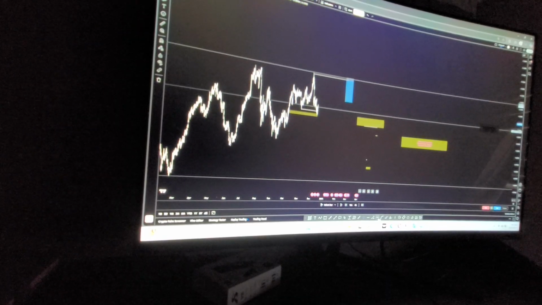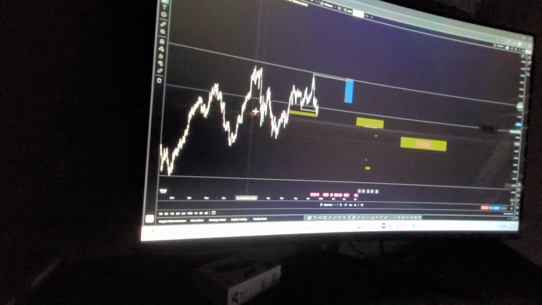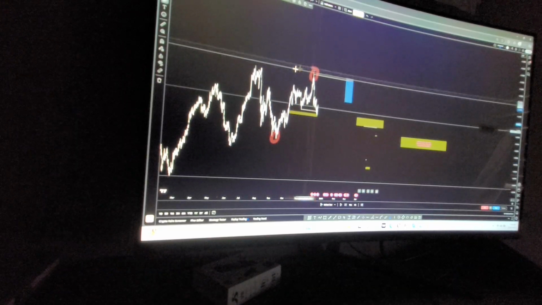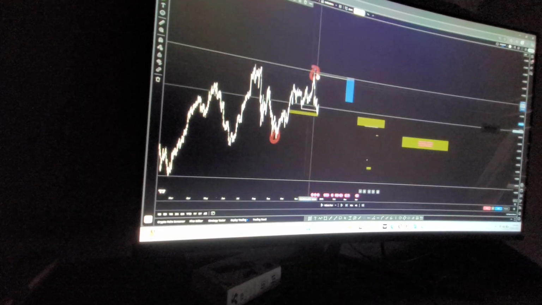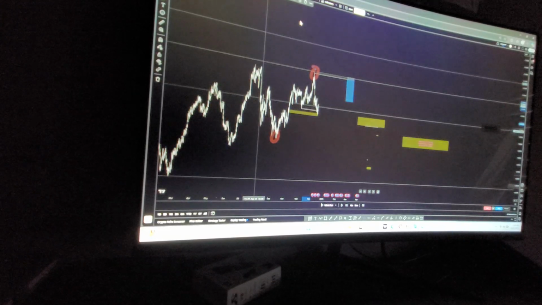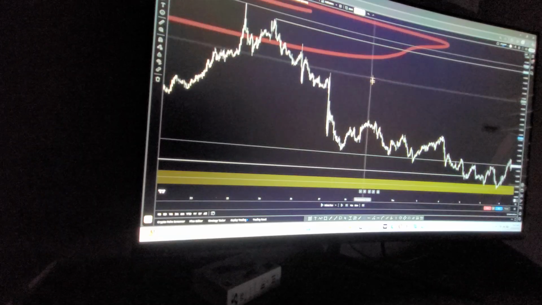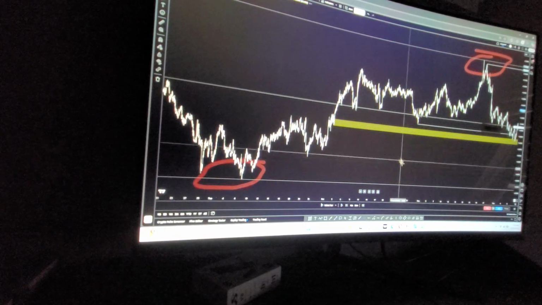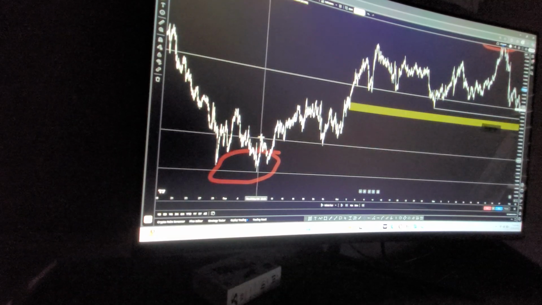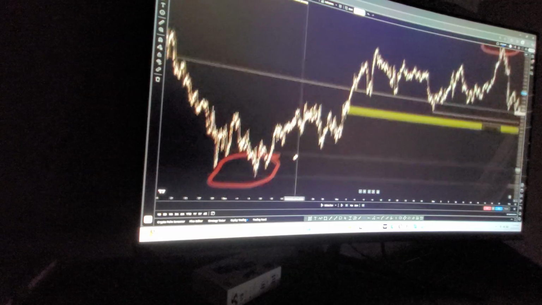The most recent swing leg, which is this and this, is the most recent 4-hour swing low and 4-hour swing high. You drop down to the 30-minute time frame. Once you drop down to the 30-minute time frame, everything starts becoming clear. So you start figuring out, okay, you can see this is the first 30-minute break of structure right here.